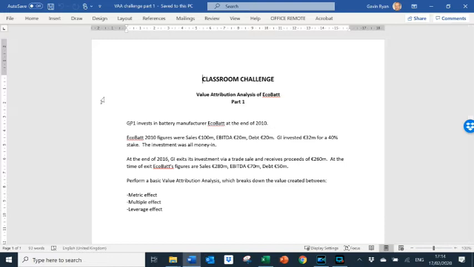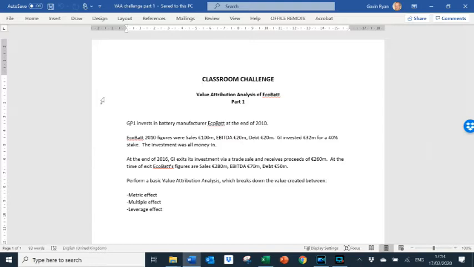And so the company's name is Ecobat, and I want to detect or calculate the sources of value that I have in Ecobat. So the fund invests in Ecobat at the end of 2010. At that time, the figures of Ecobat were sales of 100 million, EBITDA of 20 million, net debt of 20 million, and the fund invested 32 million for a 40% stake, all money in. That means all as a capital increase, not as purchase of existing shares.